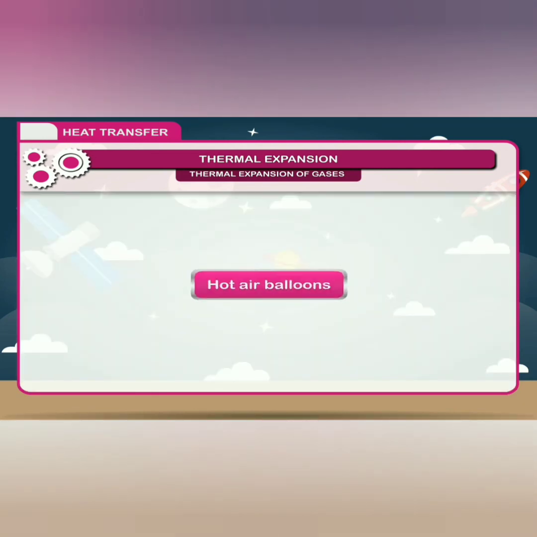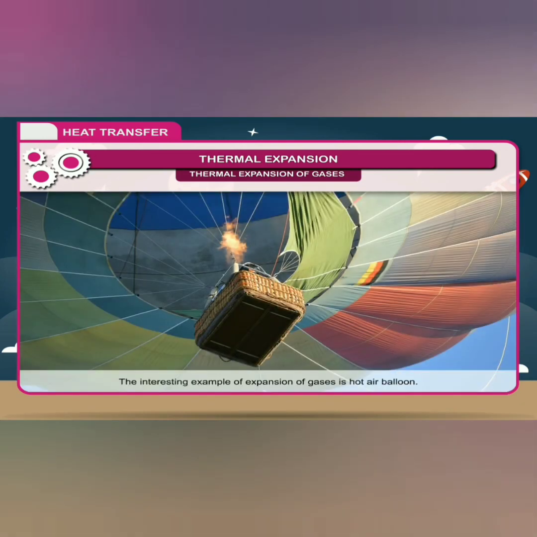Hot air balloons. An interesting example of expansion of gases is the hot air balloon. Inside the balloon, the air in the bag expands more quickly than the air outside. So it stretches the bag so that it expands and displaces the colder air outside the bag.